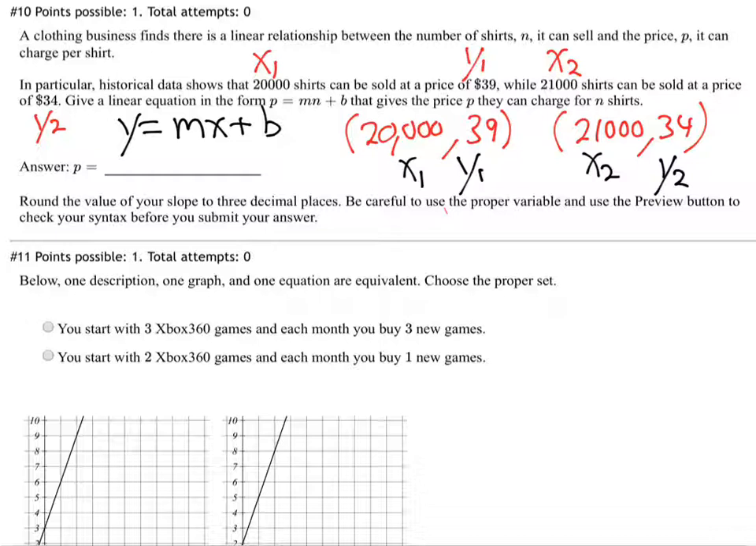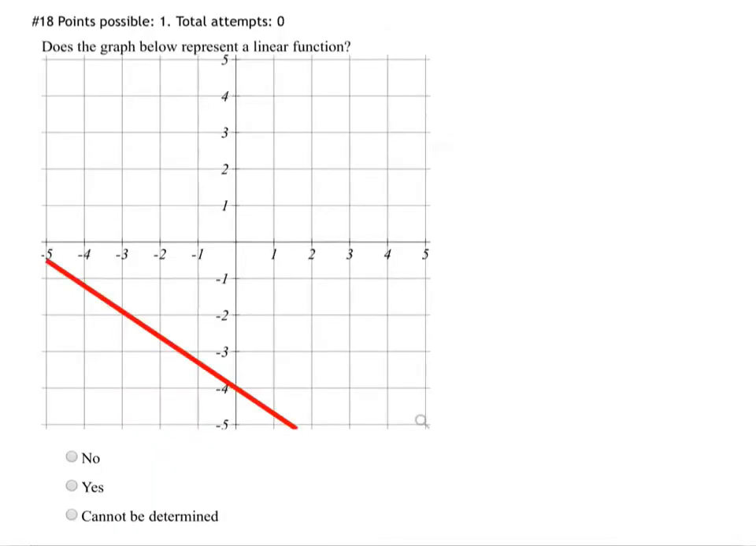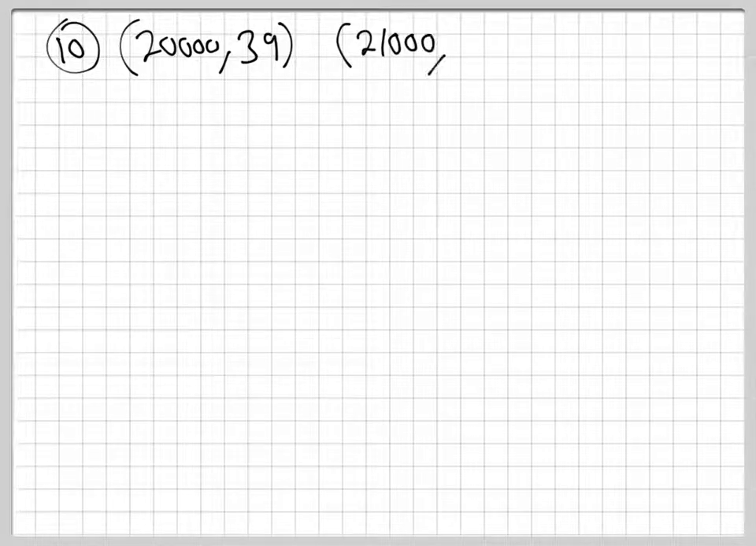So it's the same thing. Yet again, you up for doing it one more time? Let's do it one more time. Same two steps. Step 1, find the slope. Step 2, use the slope formula, cross multiply. So do the same thing. All right, so let's try this now. I'm going to go back and do this problem back here. This is number 10. So they're basically giving us 20,000, comma, $39, 21,000, comma, $34.